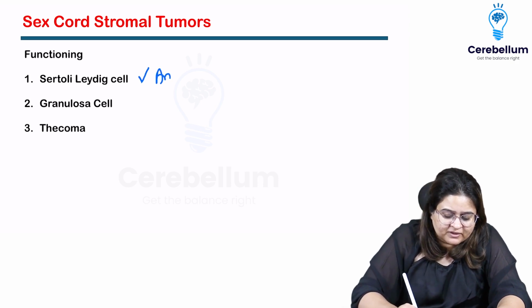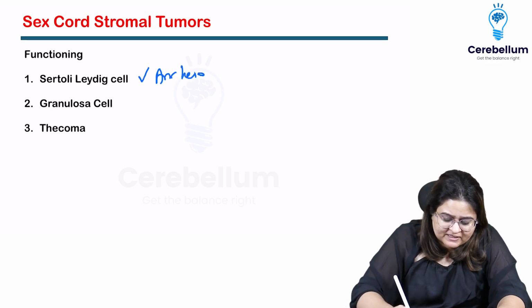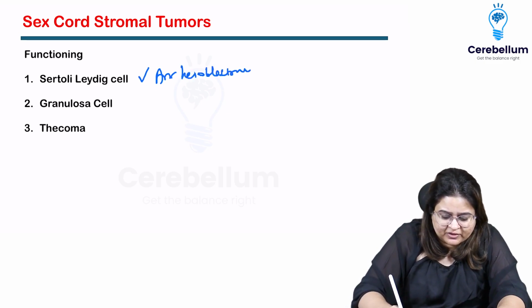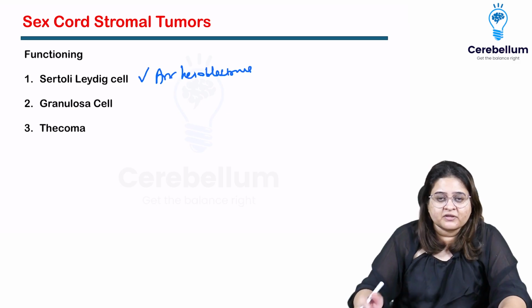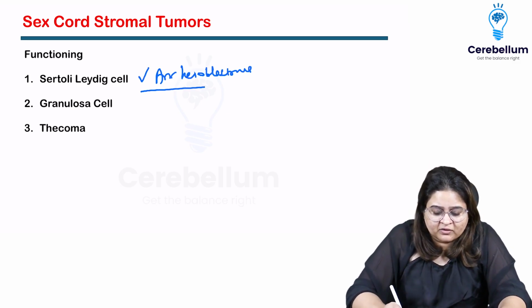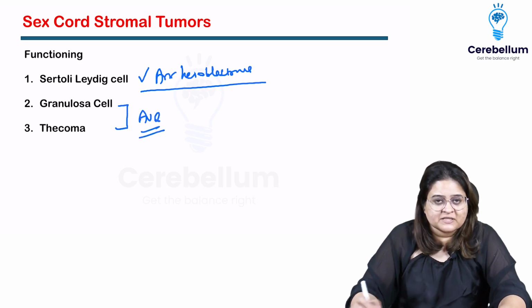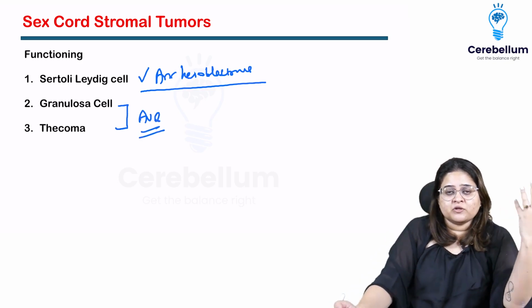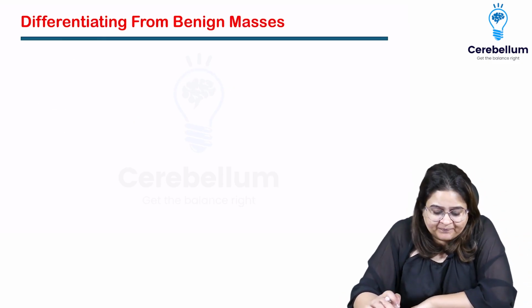These were earlier called arrhenoblastomas, and they present as virilization. So you will have a girl presenting with hoarseness of voice, hirsutism, or clitoromegaly. Granulosa cell tumors and thecomas usually present with abnormal uterine bleeding patterns, say precocious puberty, postmenopausal bleeding, or some other form of abnormal uterine bleeding.